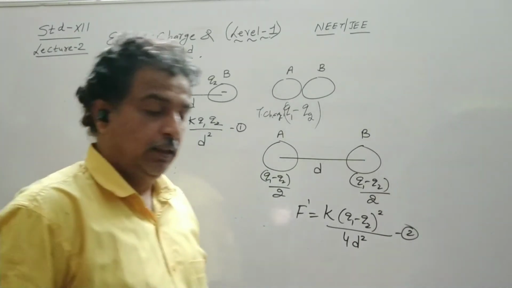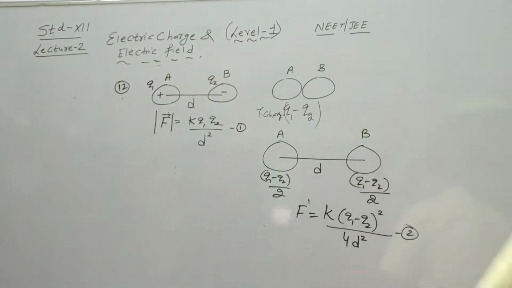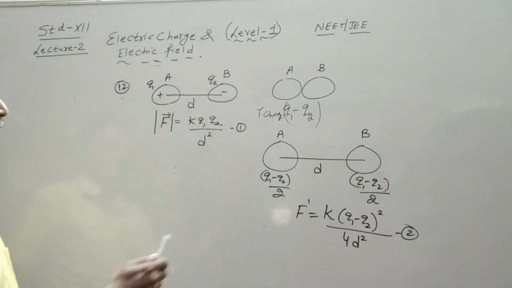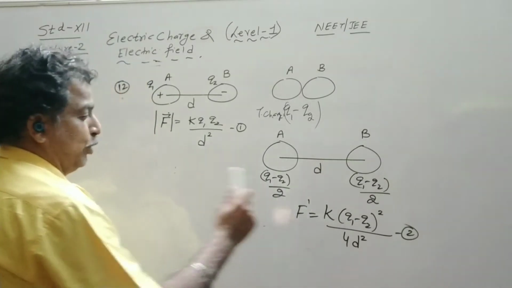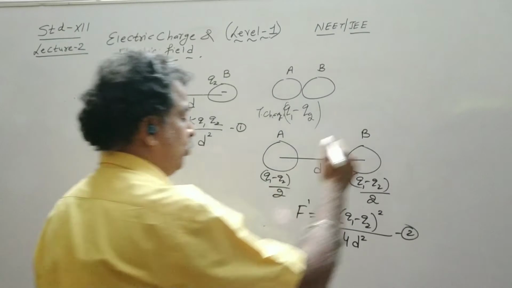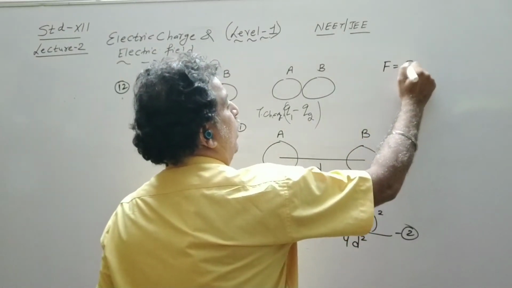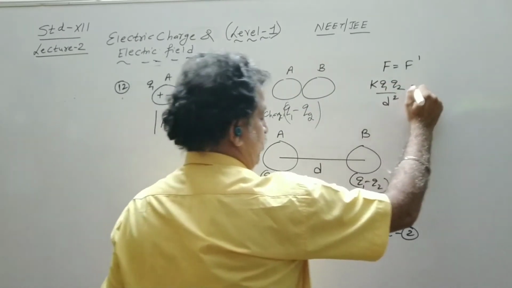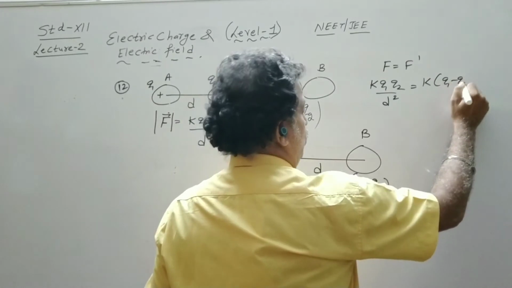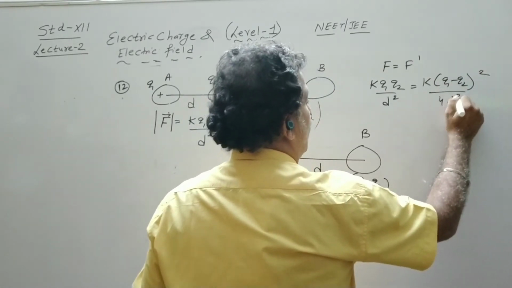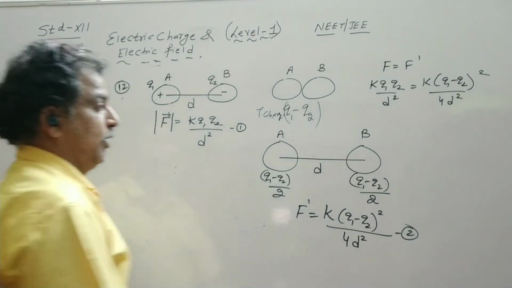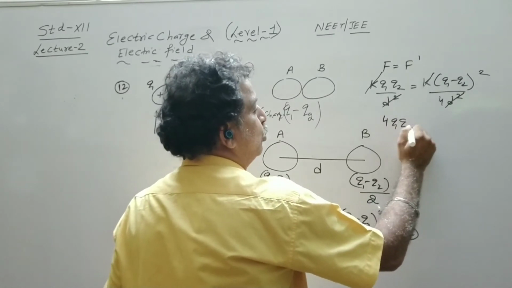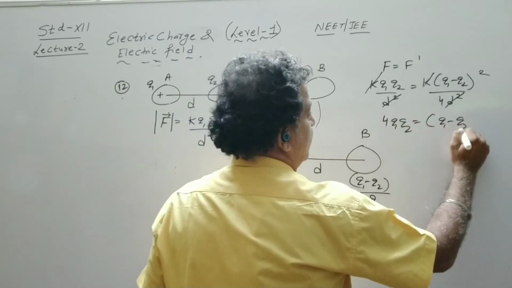Now it is given that the magnitude of the force is the same. So now there is a mathematical calculation. We take these two forces' magnitudes to be the same. So equating F is equal to F dash: K Q1 Q2 upon D square is equal to K (Q1 minus Q2) whole square upon 4D square. Now see the mathematical calculation. K and K cancel, D square cancels. So 4 Q1 Q2 is equal to (Q1 minus Q2) whole square.